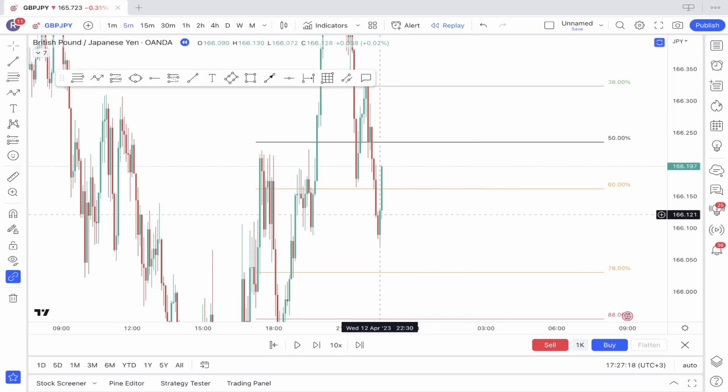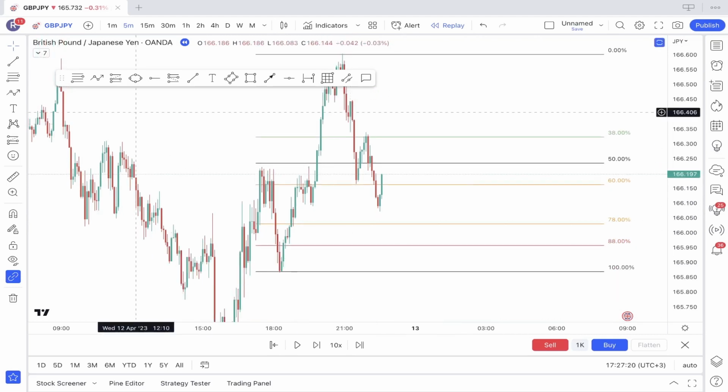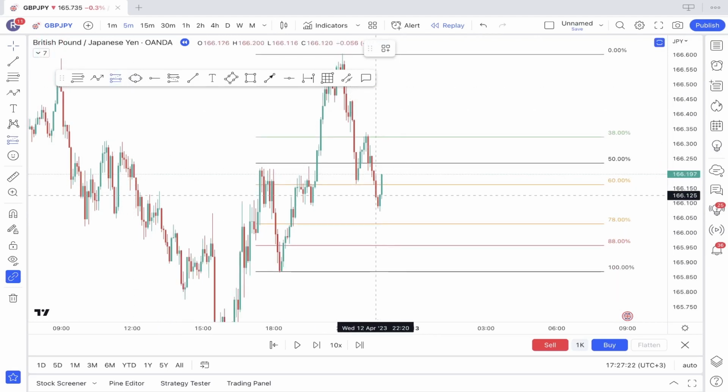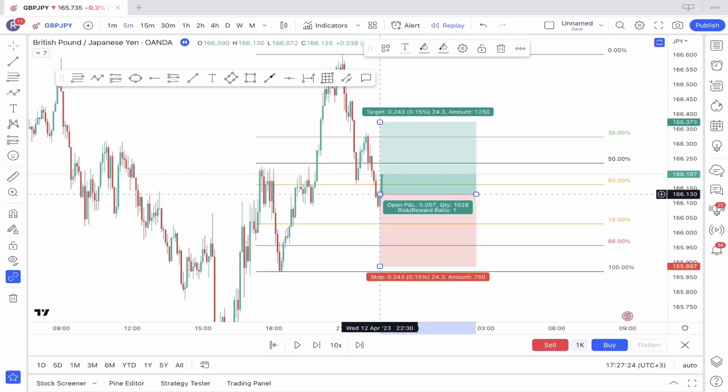Here we had a bullish engulfing. Okay, so for me, that's a candlestick pattern. I would enter right on the candle closure. And now for stop loss, you have two options.